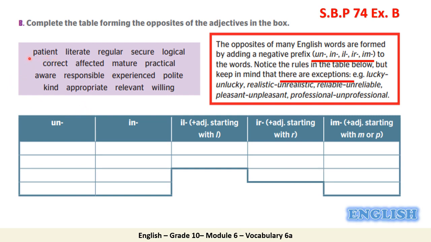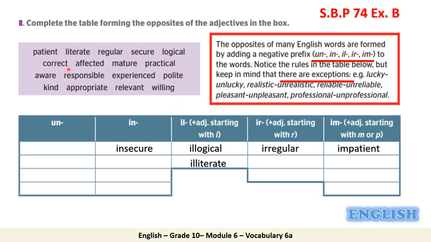The first adjective here is patient. And what's the initial letter of this adjective? It's P. That's correct. So, what is the suitable prefix for the word patient? It's impatient. Let's go to the next word, which is literate. So, what is the first letter here? It's letter L. So, it takes the prefix il to become illiterate. Regular. What's the first letter here? It's R. So, it takes the prefix ir, irregular. Then I have secure. What is the suitable prefix for the word secure? Yes, it's insecure. Logical starts with L, so it goes to, that's correct, illogical.